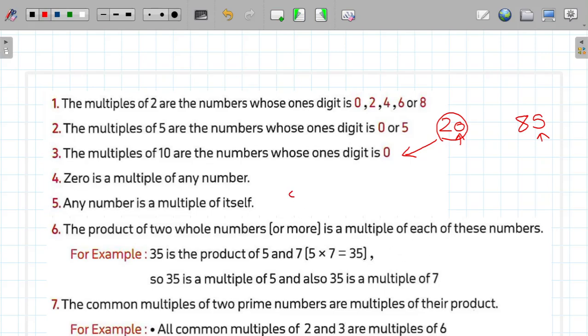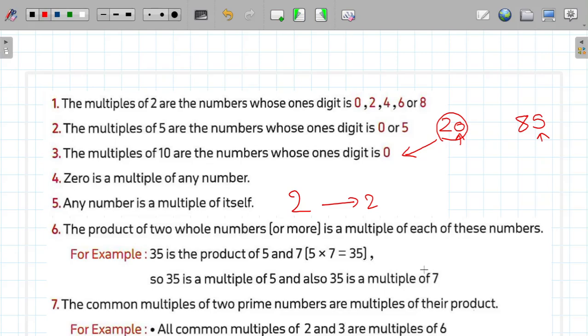So I can say 2 is a multiple of 2, 3 is a multiple of 3, 4 is a multiple of 4. Okay, next, the product of any two numbers or more is a multiple of each of these numbers. So if I have here 7 by 5 equals 35, so I can say that 35 is a product of 5 and 7. So 35 is a multiple of 5 and also a multiple of 7.